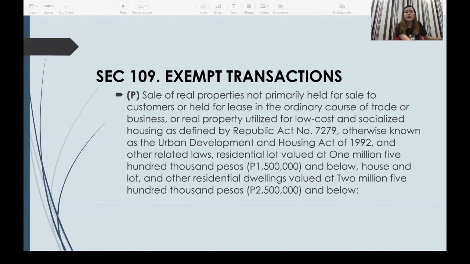Last, under Section 109P, a residential lot valued at 1,500,000 is exempted. Example again: Ayala Land or Camella will engage in selling a residential lot only, lot lang, hindi kasali yung bahay, and then the buyer will be the one to build the house. Lot alone, if the value of the lot will not exceed 1.5 million, it is VAT exempt.